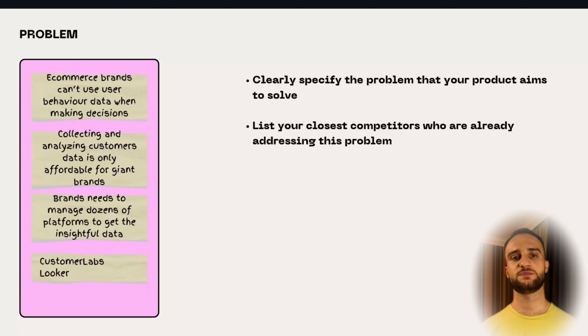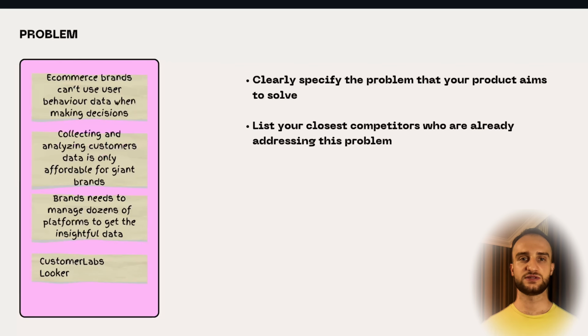So once we have the customer segments defined, let's state our problem clearly. And we should specify as clearly as possible the problem that we are trying to solve with our product. Also here, we want to list the closest competitors who are solving this problem or a very similar problem. In startup space, it might be the case that you don't have really direct competitors, so you can find out who is doing something slightly similar.